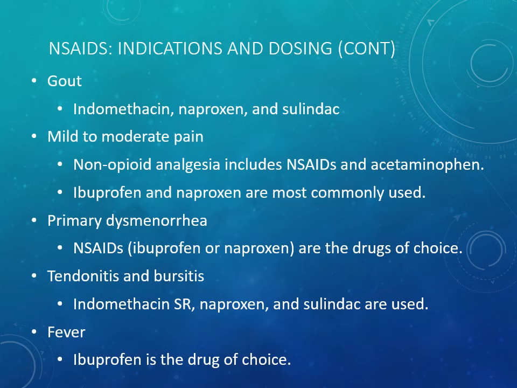For mild to moderate pain, we can use non-opioid analgesia such as NSAIDs and acetaminophen. Usually ibuprofen and naproxen are the most commonly used. Those are available over the counter, and patients often treat themselves. Primary dysmenorrhea, ibuprofen or naproxen are the drugs of choice. We can use indomethacin, naproxen, and sulindac in tendinitis and bursitis. And for fever, ibuprofen seems to be the best antipyretic.